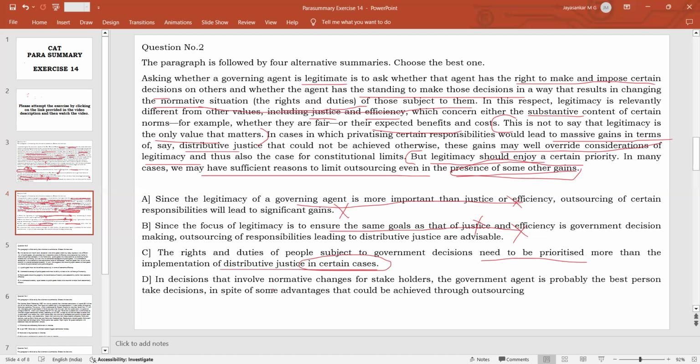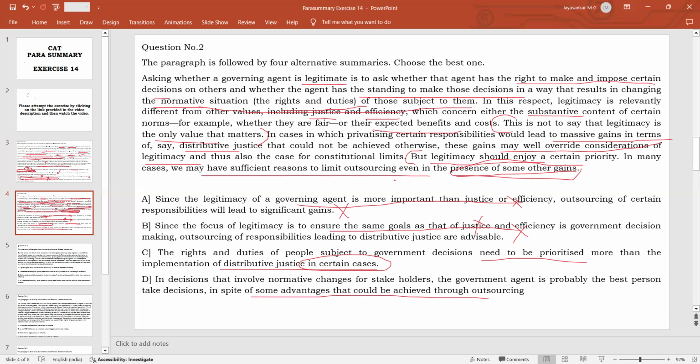So any decision that changes the rights and duties of the stakeholders, meaning the people who are affected by the decision, the government agent is probably the best person to take decisions in spite of some advantage that could be achieved through outsourcing. Good answer, because the passage says that whenever there are any changes in the rights and duties of the people affected by the decision, legitimacy should be a very important concern. So the government agent should be the better person, because legitimacy means authority, the proper authority and the proper eligibility. Government agents will have the proper authority rather than outsourced agents. So in such cases, the government agent is probably the best person to take the decision in spite of some advantages that could be achieved through outsourcing.